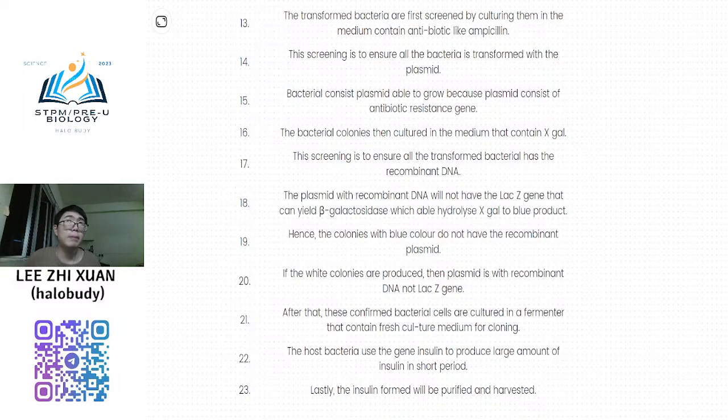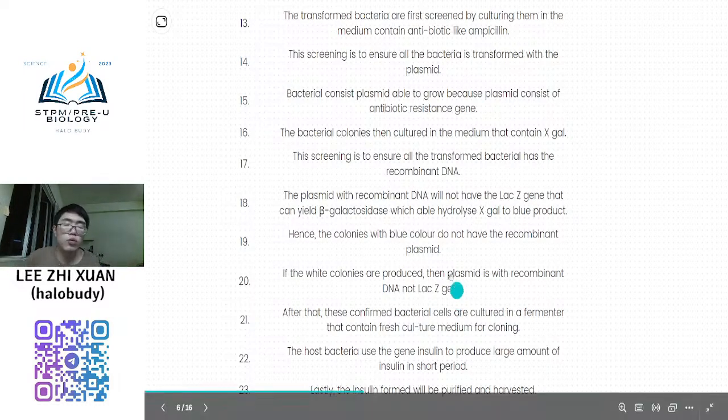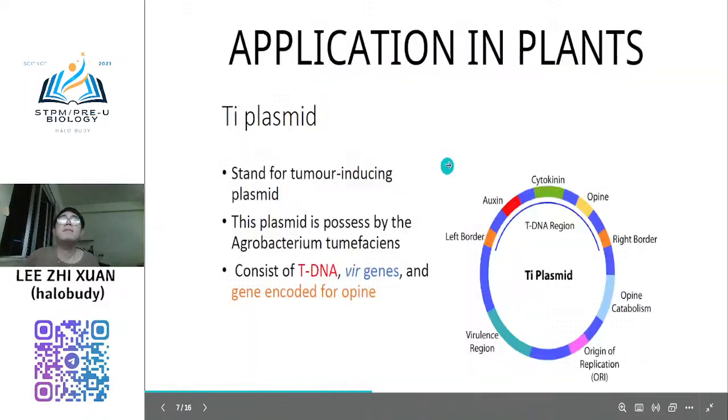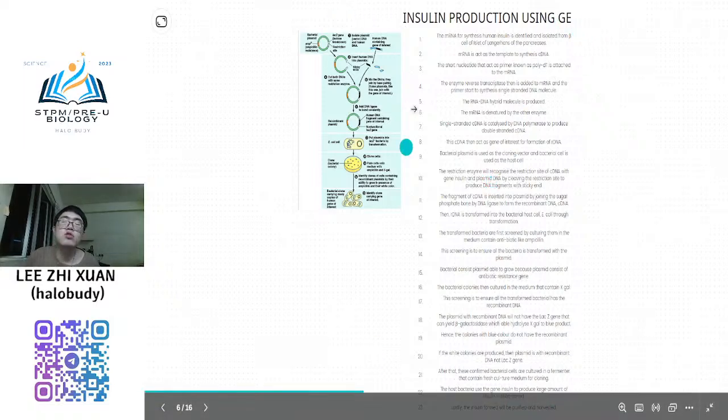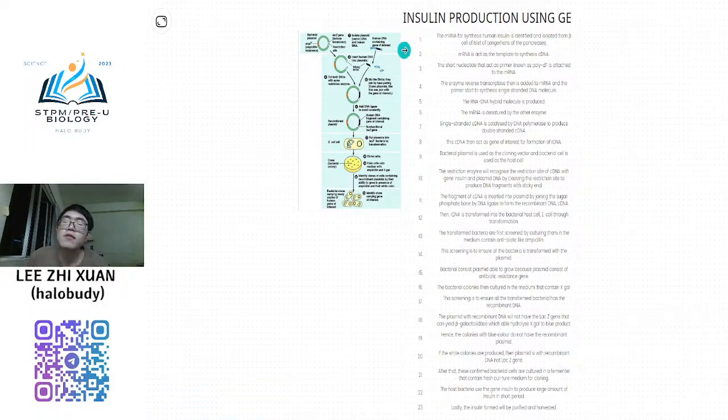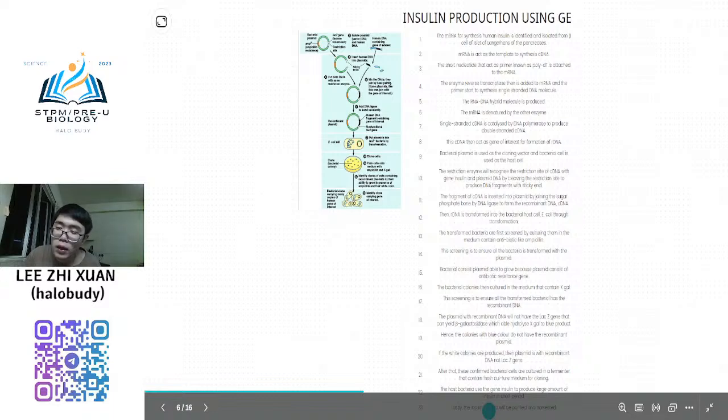So normally we package it into the hospital or to the pharmacy lah, so that it can be used for the diabetes patient. So these are all about the insulin production process using genetic engineering. This is very famous, because it is the first successful technique using genetic engineering to produce this human insulin. So hopefully everyone understands it.